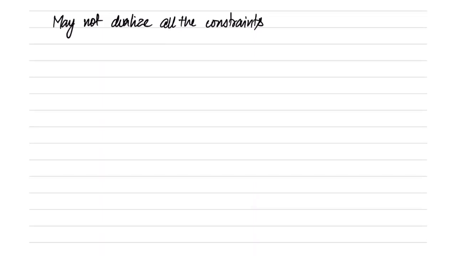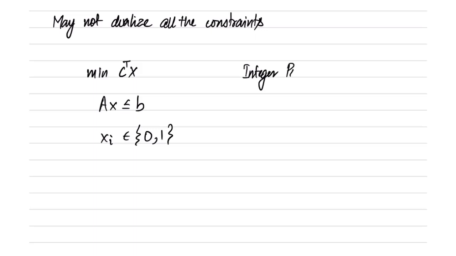For this, we will now take a very interesting example. We will consider a difficult problem. So we will consider minimize c transpose x, Ax less than or equal to b, and xi is either 0 or 1. Note that this is an integer programming problem.